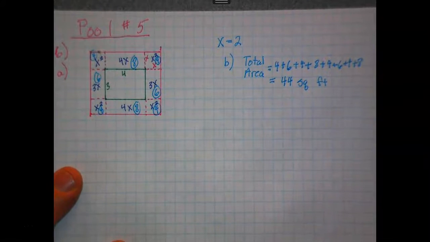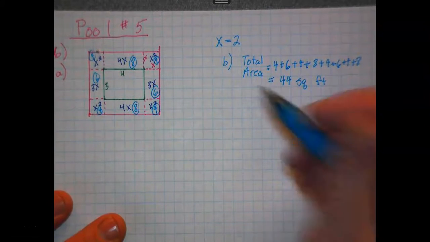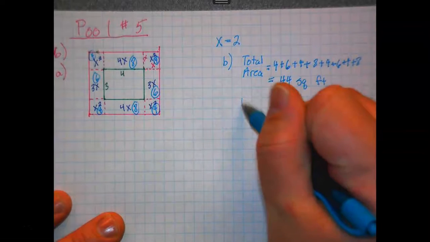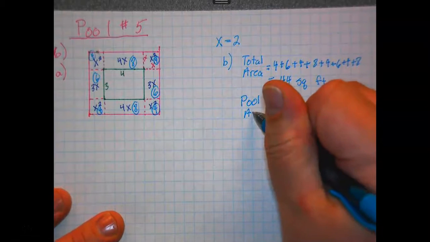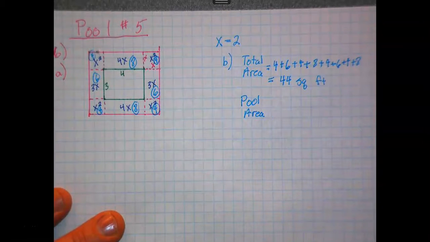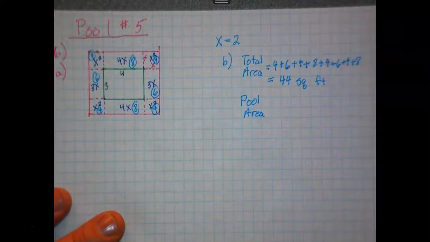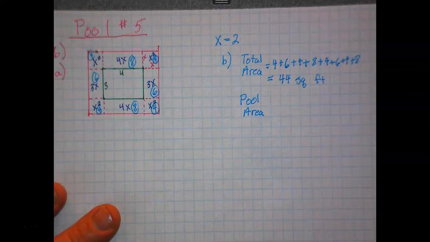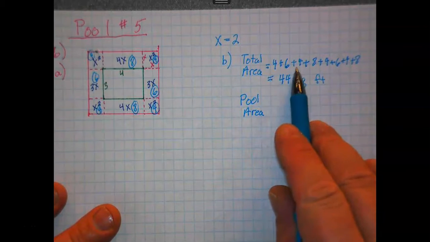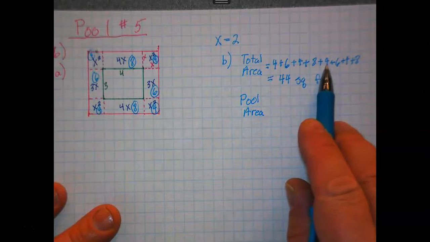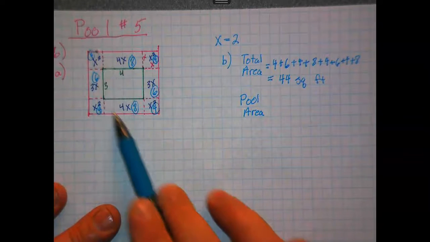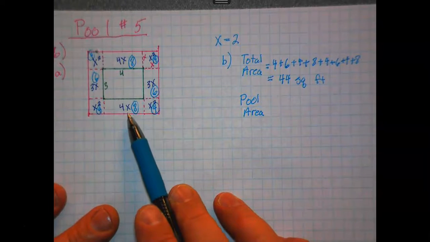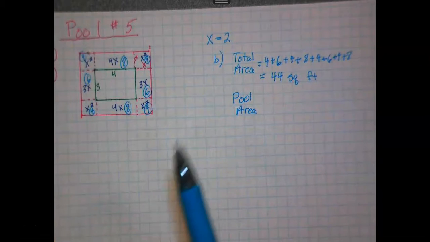Okay, now what? They want the pool area. What is it? How'd you get 14? Oh, okay. 2L plus 2L. Or you could just take 3 times 4, right? 4 plus 6 plus 4 plus 8 plus 4 plus 6 plus 4 plus 8. I just went around here and added all of the numbers, like the composite figures that we did on day 1 of semester 1, right?